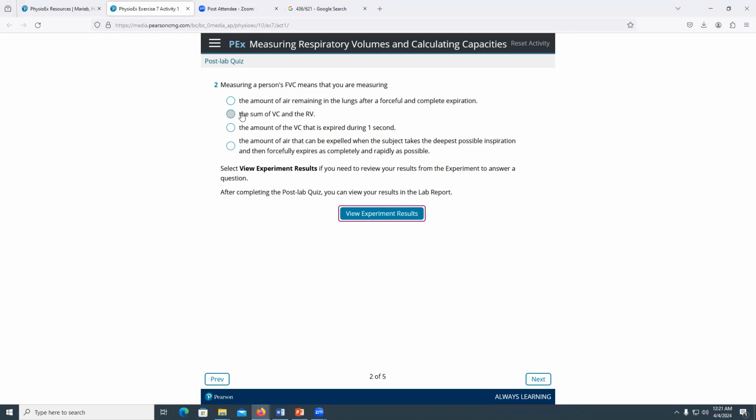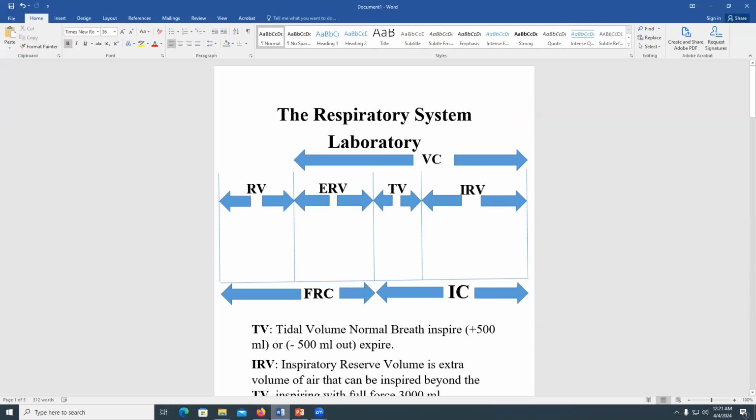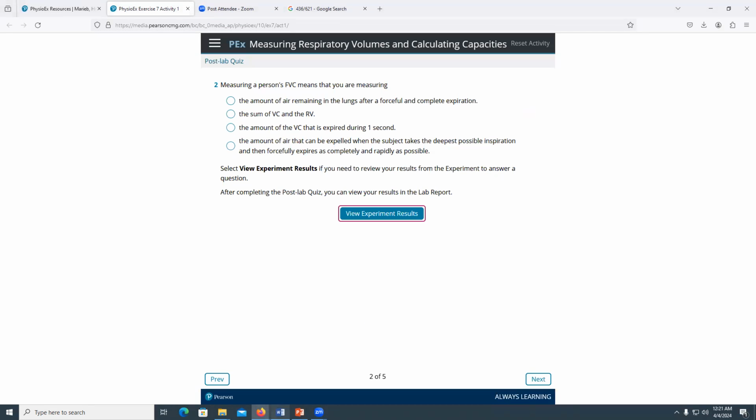Okay, measuring a person's vital capacity means that you are measuring the amount of air remaining in the lungs. No, that's the residual volume. Is it the sum of VC and RV? No, that's the total lung capacity. The amount of vital capacity that is expired in one second. No, that is FEV1.